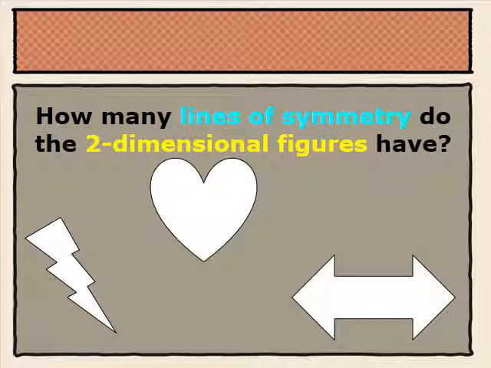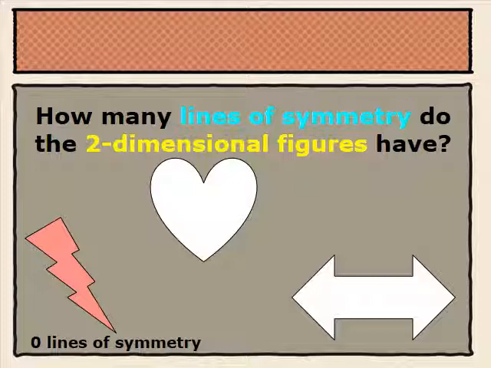How many lines of symmetry do the two-dimensional figures have? We'll look at the shapes from left to right. First, we'll look at the lightning bolt. How many lines of symmetry does a two-dimensional figure have? The lightning bolt has 0 lines of symmetry. We cannot put a line that would give us a mirror image on either side.